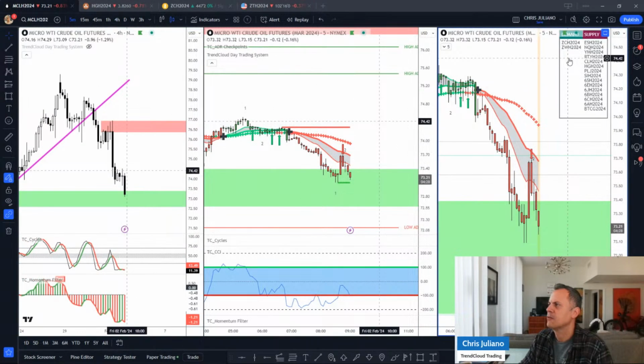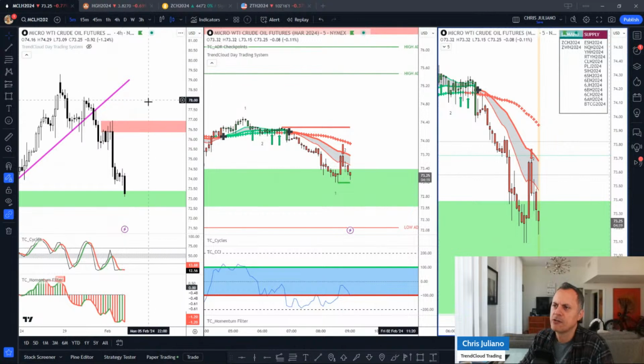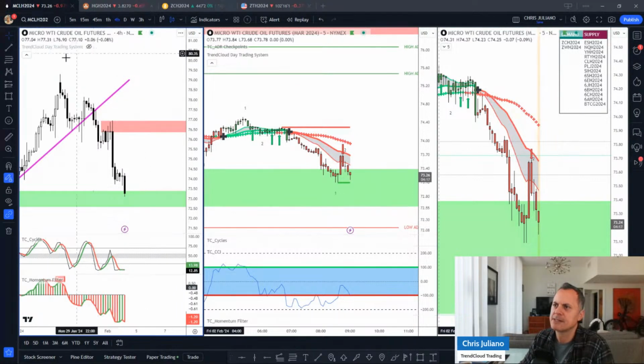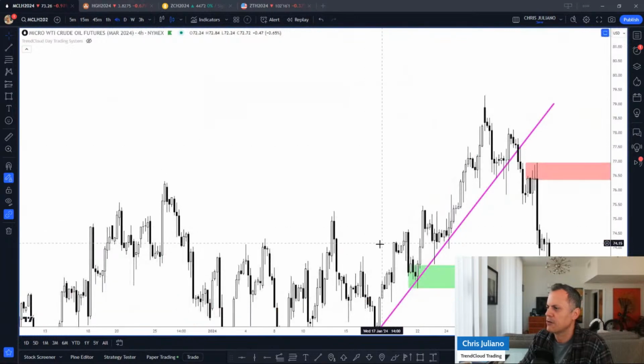All right, let's take a look and see what we have on the agenda for today. I wanted to show you guys this crude oil chart here. And let's start off looking at crude oil.